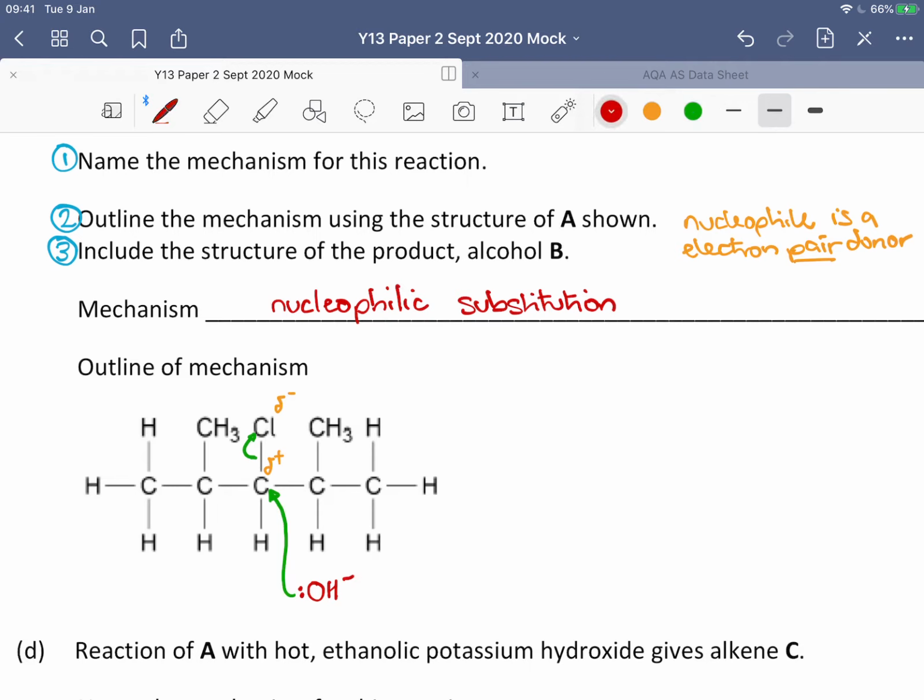So then we have to draw our product, and so all we're doing is we're drawing exactly the same as A, but we're going to change the Cl for an OH. That is it, right? That's what we've done. We've substituted the Cl with an OH. So you are literally copying the molecule.